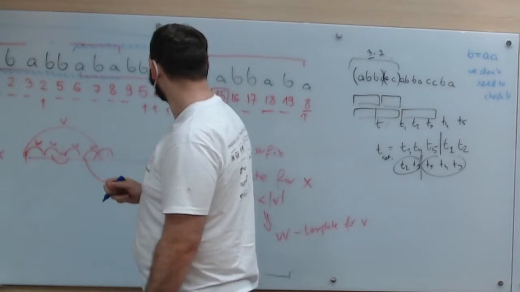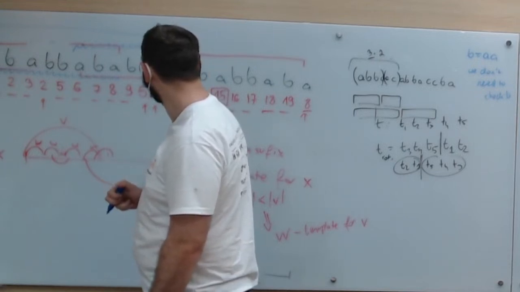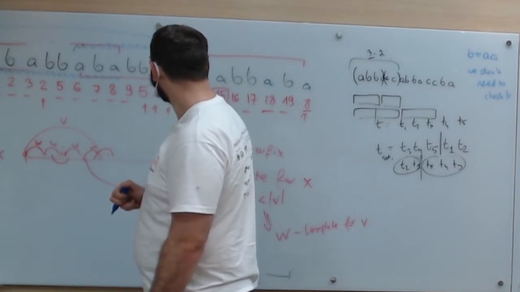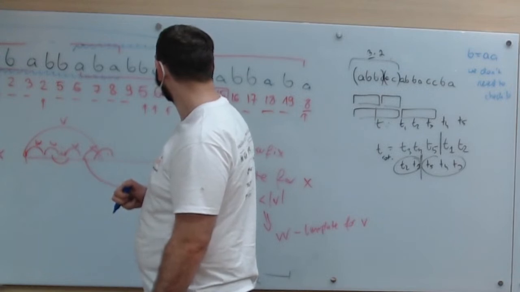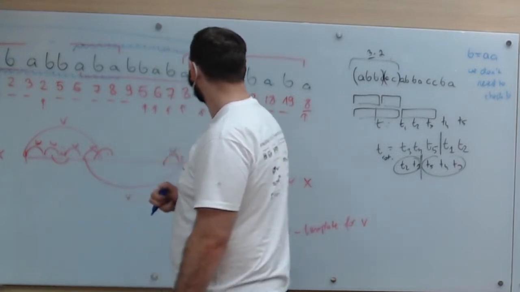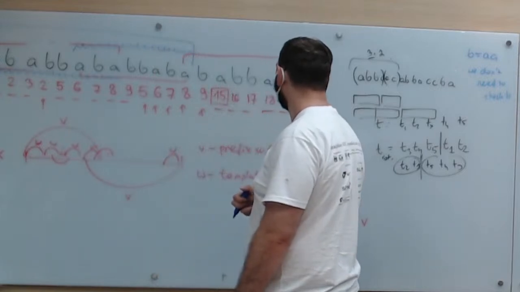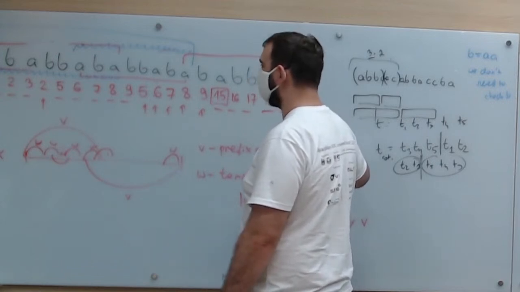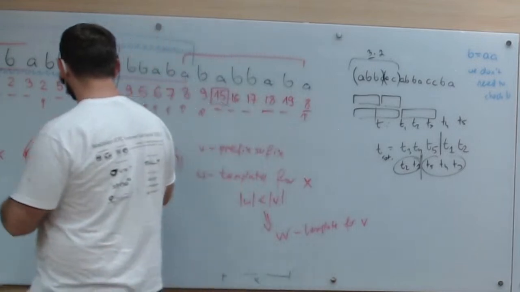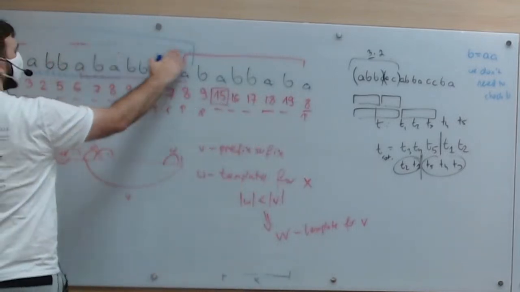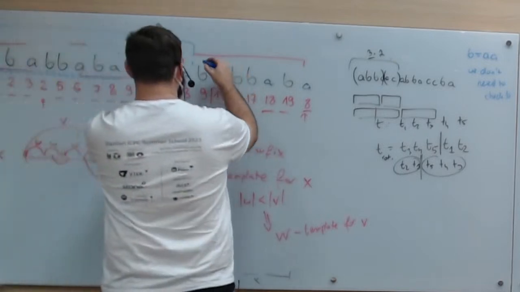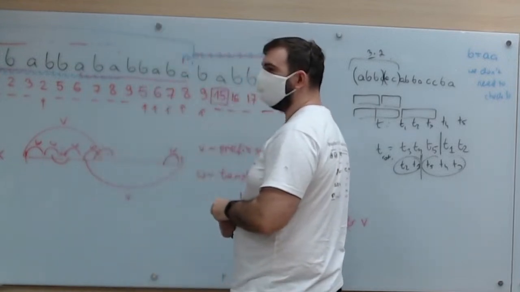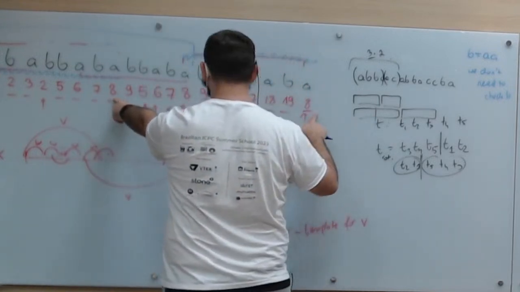And maybe some other example that is not that trivial. Let me try to find something. Five is trivial. Eight here is trivial. So we have exactly two possibilities, like two prefix suffixes. So one prefix suffix is this thing. Then the other thing will be this one. And I can verify that the template of this is equal to 8. So this is also my template.